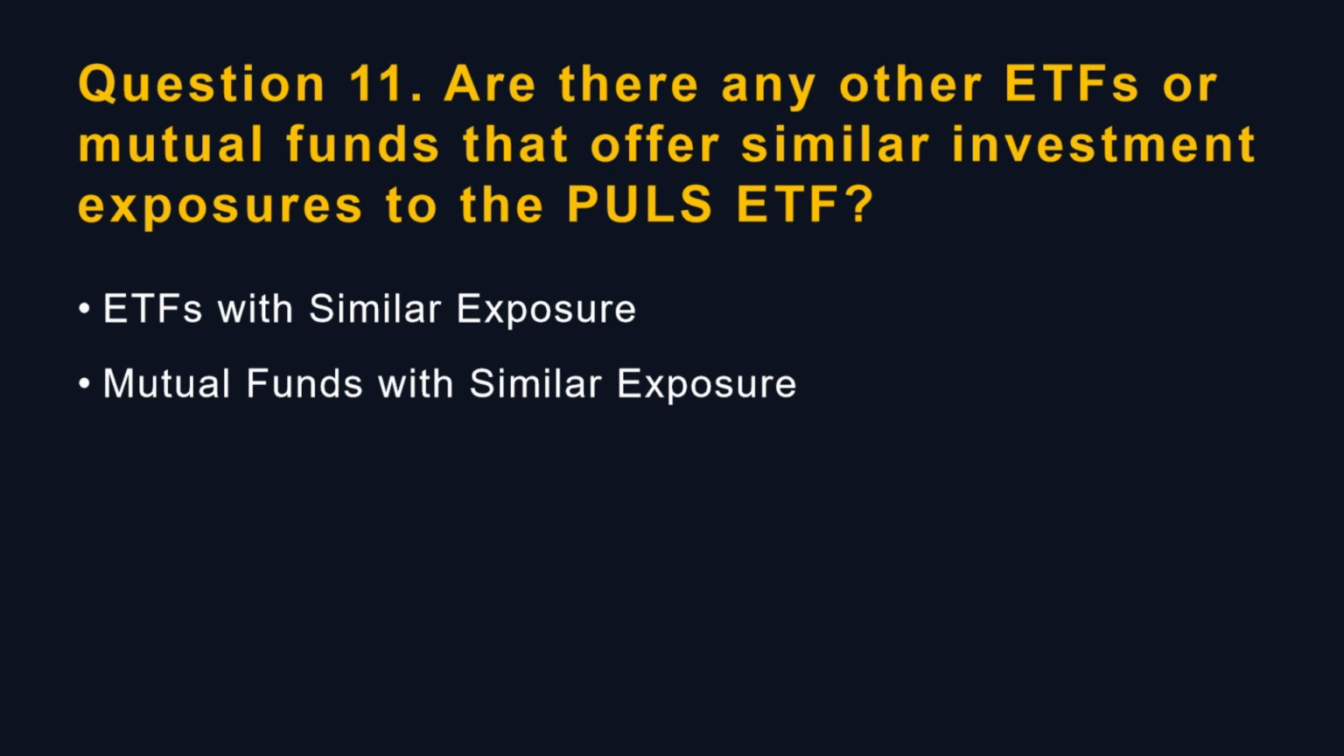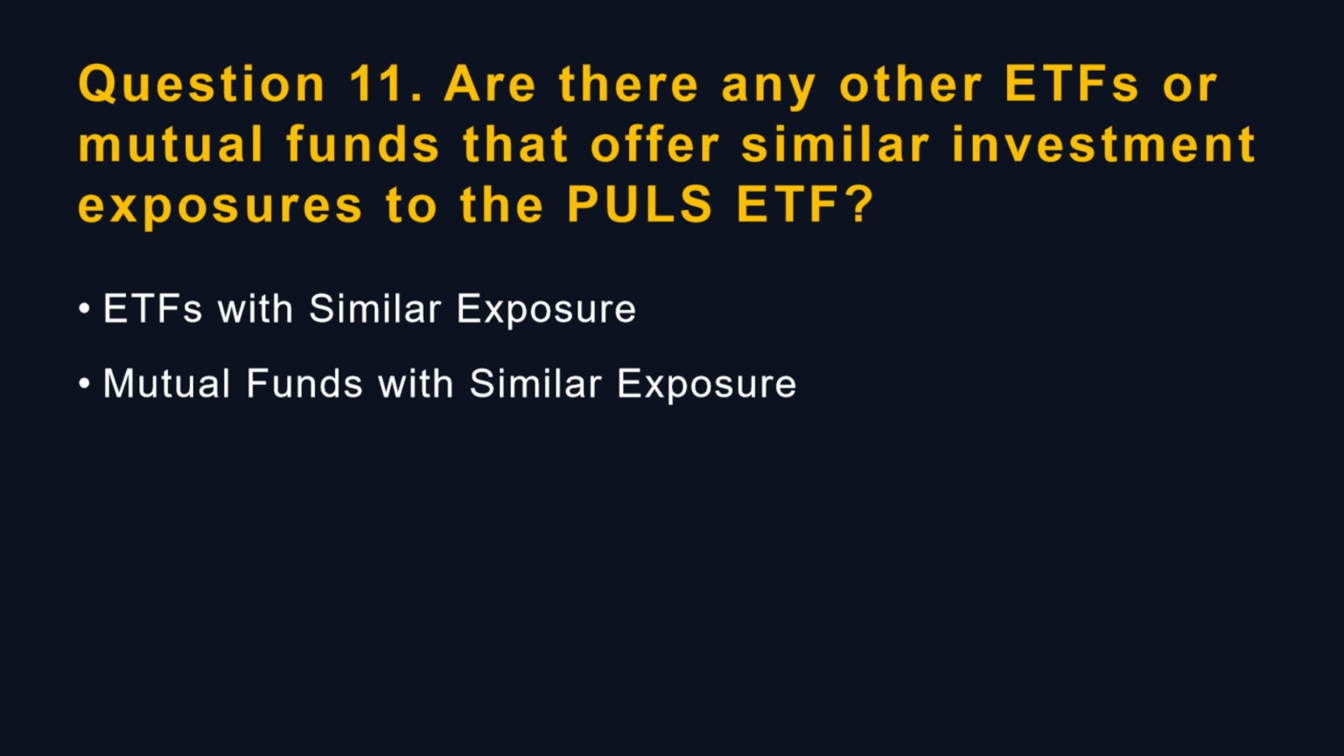Here's a breakdown of some potential options. ETFs with similar exposure. SPDR Bloomberg Barclays 1 to 3 year U.S. Treasury Bond ETF, SHY. This ETF tracks an index of U.S. Treasury bills, notes, and bonds with maturities between 1 and 3 years. Similar to PULS, it focuses on the short-term U.S. government debt market but might have slightly lower expense ratios due to its passive management approach.